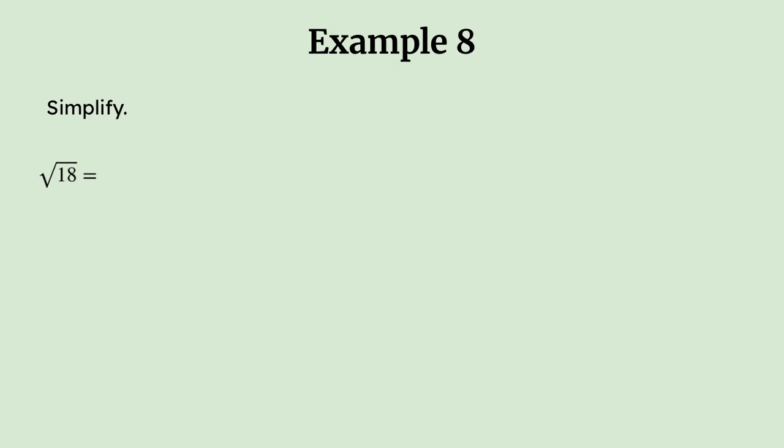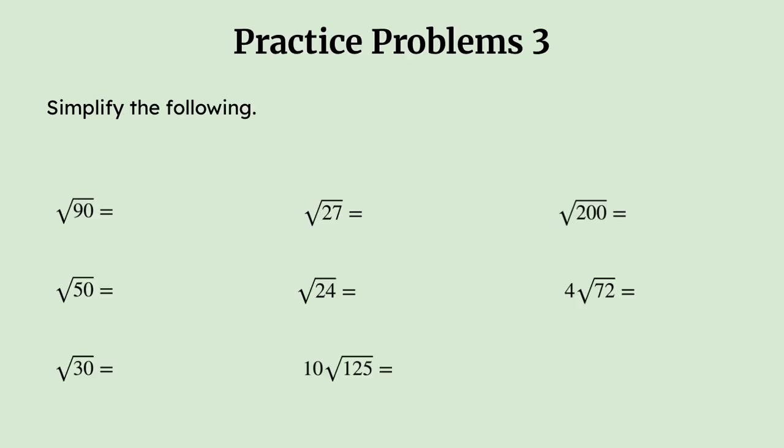So square root of 18, I know 9 and 2 work there. So the 9 gets simplified. Square root of 9 is 3. That comes out. And the 2 is left behind, because there's nothing to simplify it with. 90, I'll go through these. 90 would be 45 and 2, which would be 9 and 5, and 9's a perfect square. So that 9 gets simplified to 3. Square root of 9 is 3.